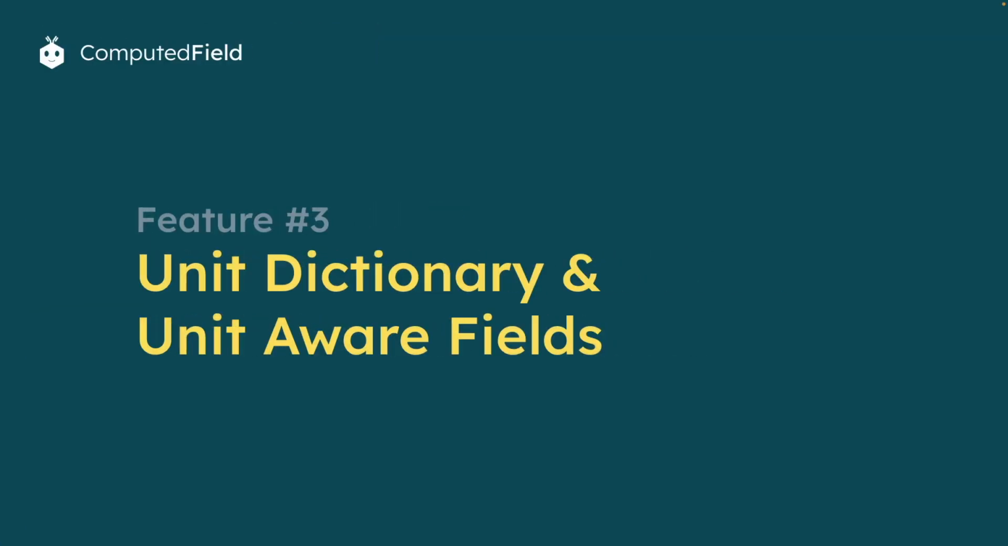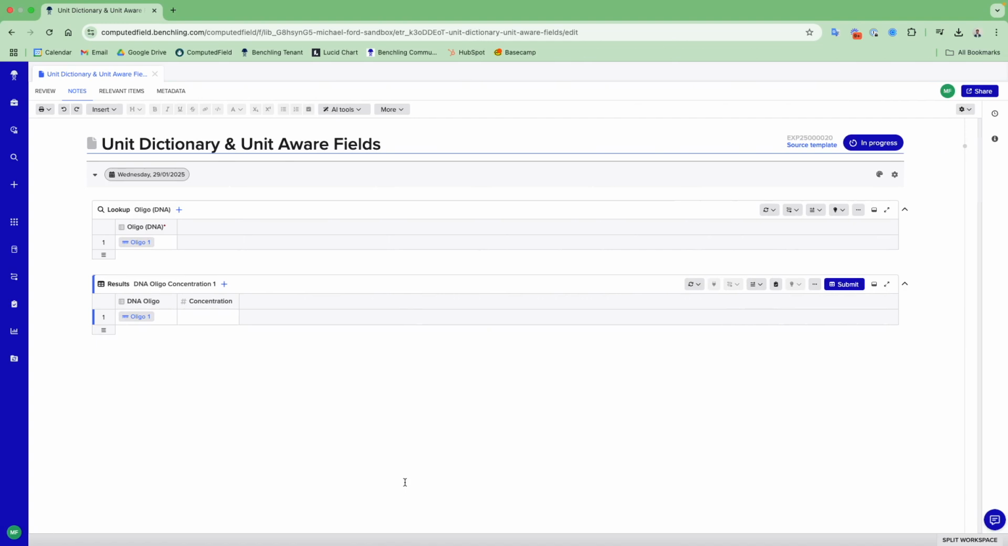The third feature on our list is unit dictionaries and unit-aware fields. Unit dictionaries are a new way that Benchling manages different units for fields such as concentration or volume, or any other fields that require units that you may have built into your data model.